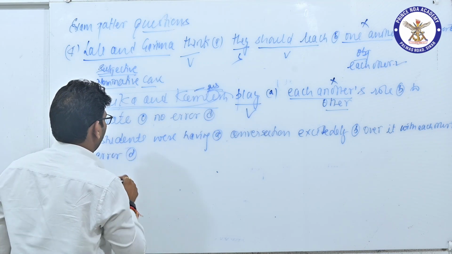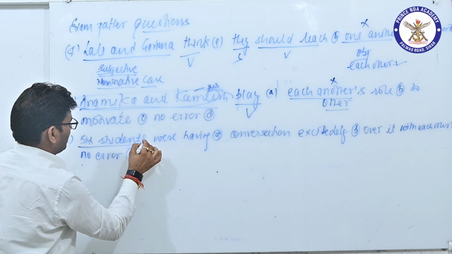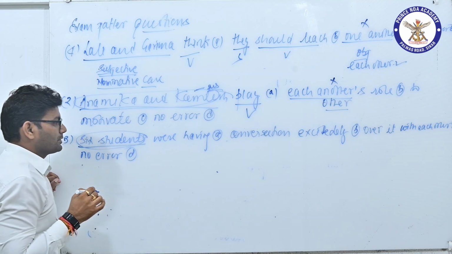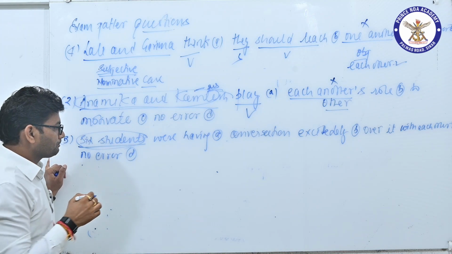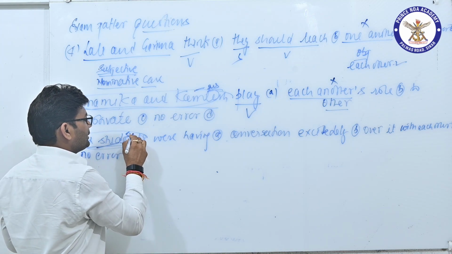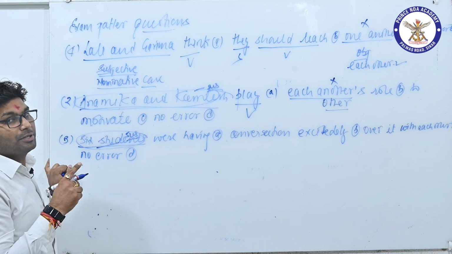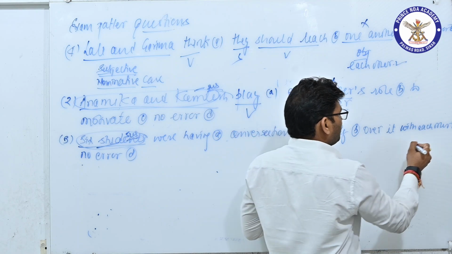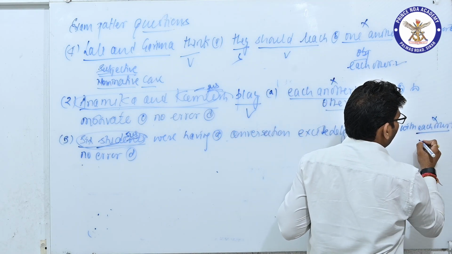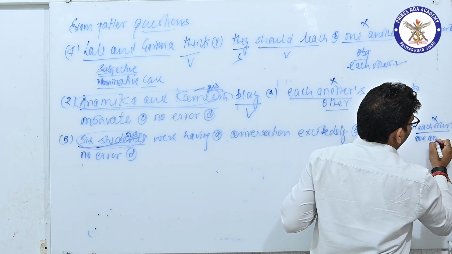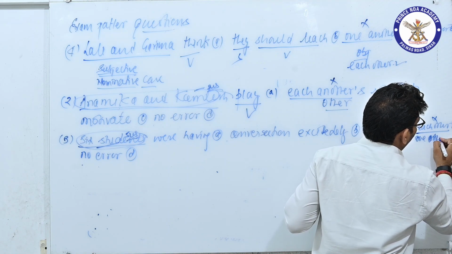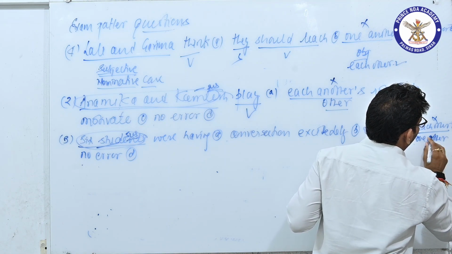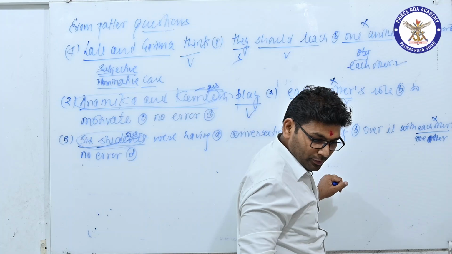No error, D. Now we have to think. What is the subject, beta? 6 students is the subject here. It means the number of the subject is more than 2. So we have to remove each other and use one another, because the number of the students is more than 2.